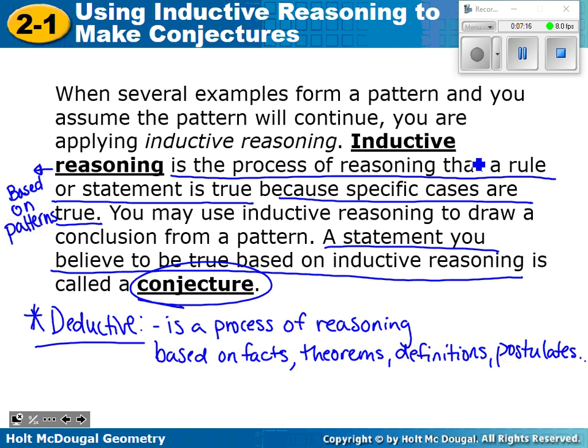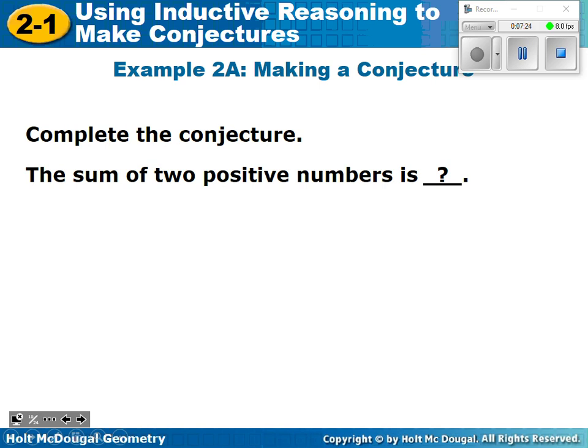Because you are going to have to write conjectures on your homework, and your conjecture will be a statement, so you'll be writing a sentence for your conjecture. Okay, so for example, we're going to complete some conjectures. Some of these will be easy, some of these will make you really think back to Algebra 1. Starting with the first one. The sum of two positive numbers is blank. Okay, positive number is what we should be looking for. The sum of two positive numbers.